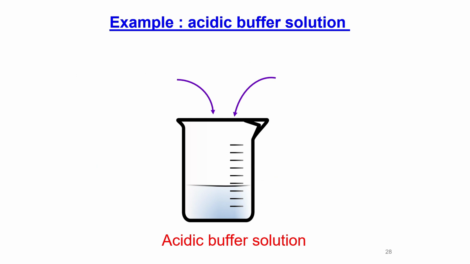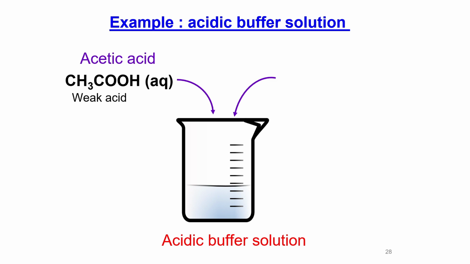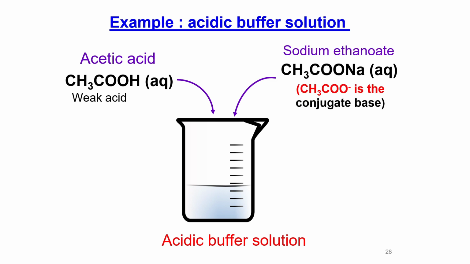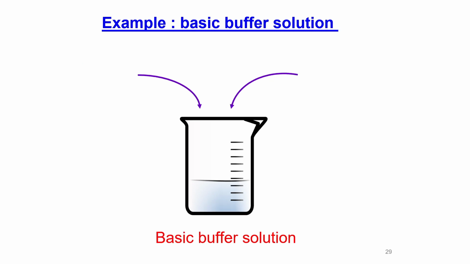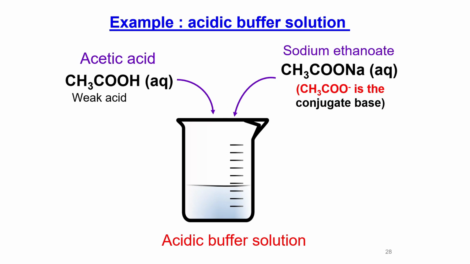Okay, so the example of acidic buffer solution. So we have this acetic acid. Okay, acetic acid adalah weak acid, and then sodium ethanoate is conjugate base. Okay, dia daripada weak acid tadi, garam. Dan bila kita masukkan dekat dalam buffer solution, okay, kita campurkan kedua ni, dia akan jadi acidic buffer solution.